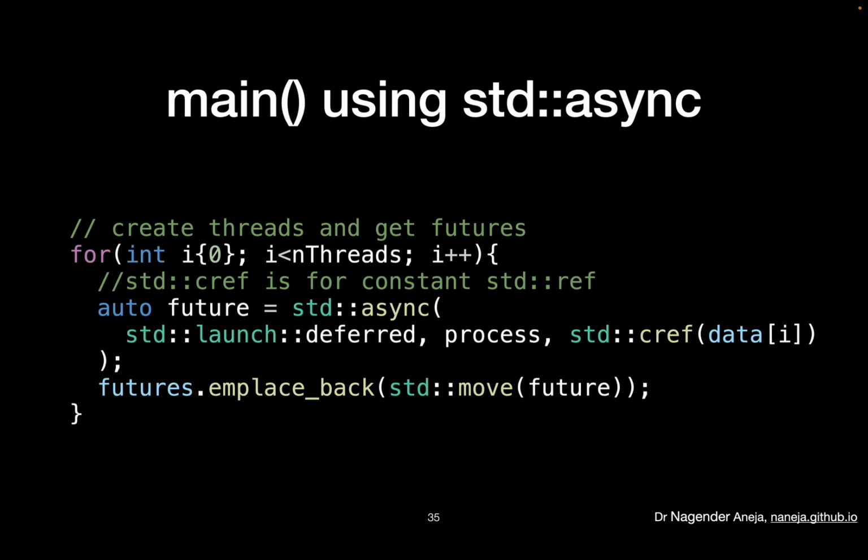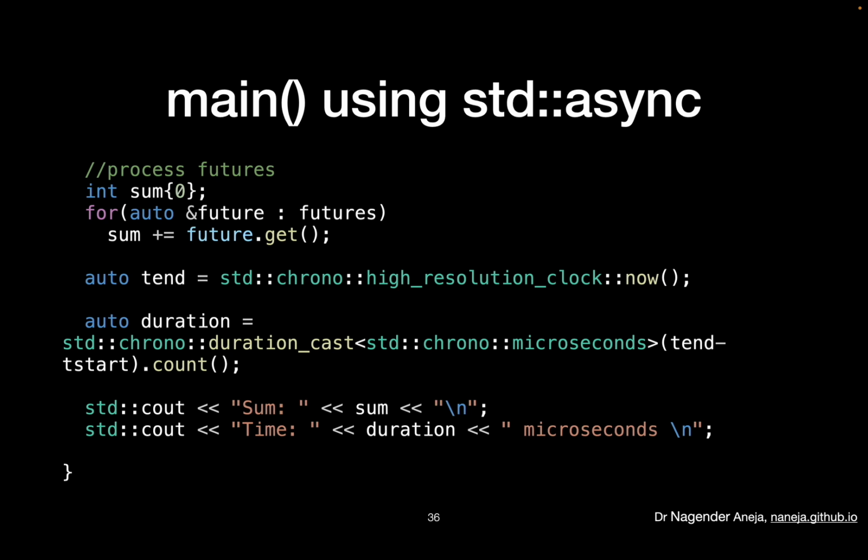Creating a vector of futures doesn't mean that all threads have completed. It just shows that we can use future.get to get the values returned from our thread function or the task function. Okay, so now we're saying future.get. We go through the vector of futures and pick one future; the ampersand is important because a future can't be copied. So we say for reference future, and we call get, and this get will return the sum.